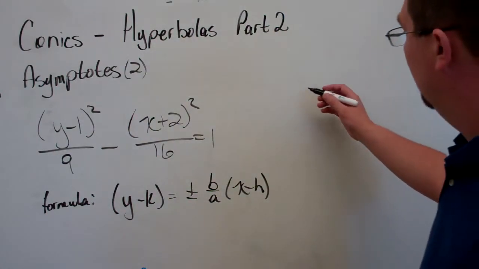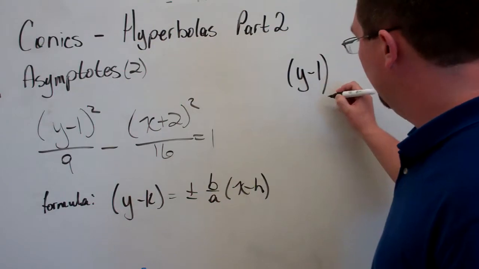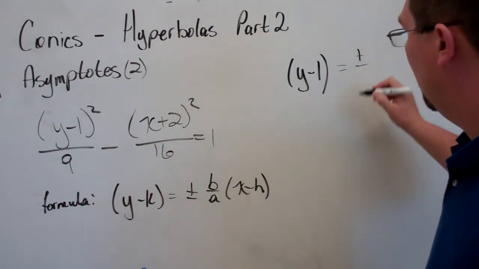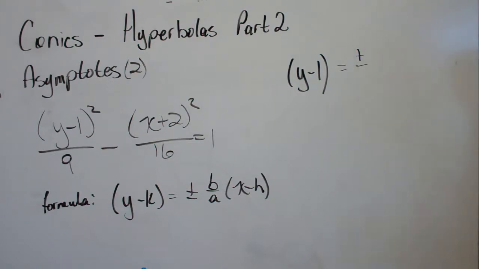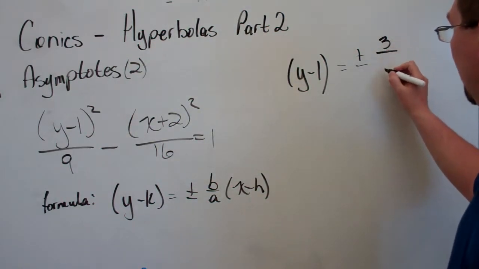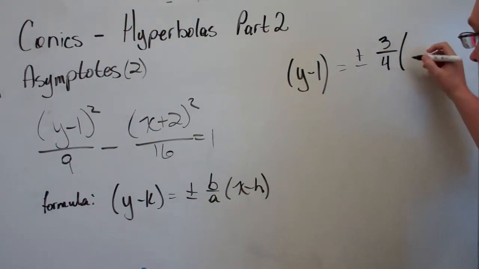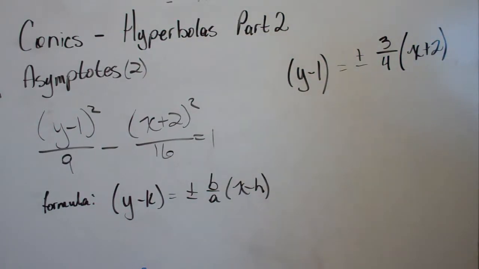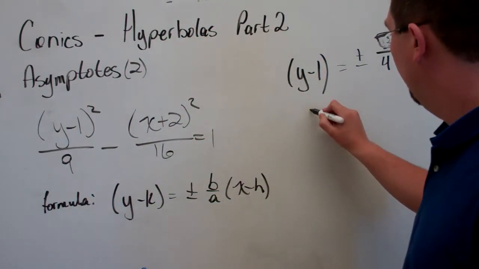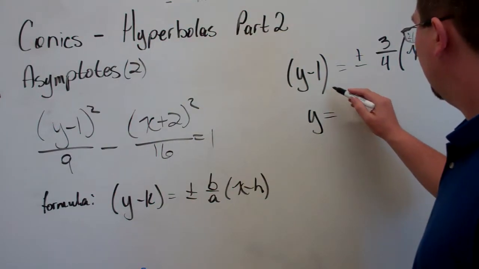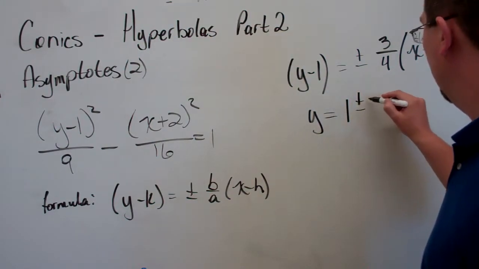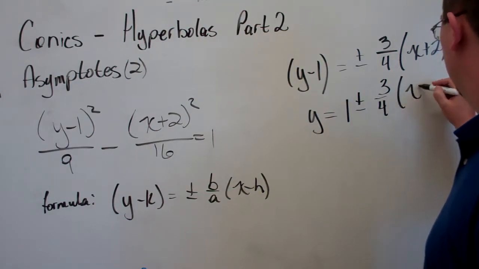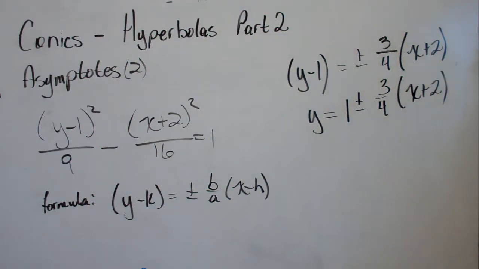Well, y minus k. So it's simply y minus 1 equals plus or minus b, which in this case is 3, over a, which in our case is 4, times x plus 2. So you'd solve that for y, which you just add 1 to both sides. So the equations of our asymptotes would be y equals 1 plus or minus 3/4 times x plus 2. And that's it. That'll give you your two asymptotes. You just simply multiply the 3/4 through.